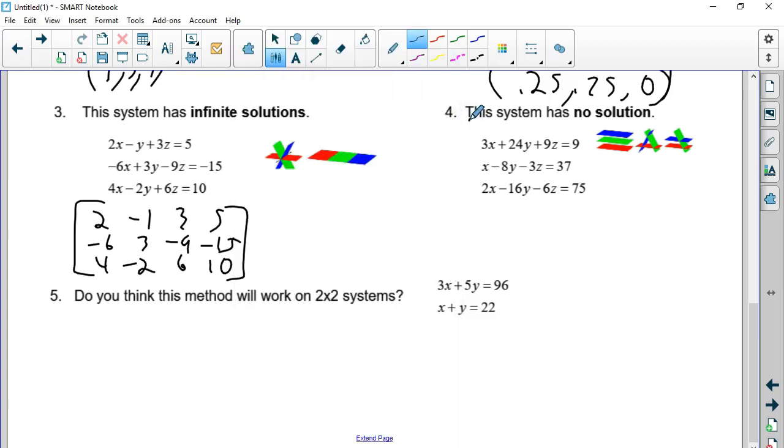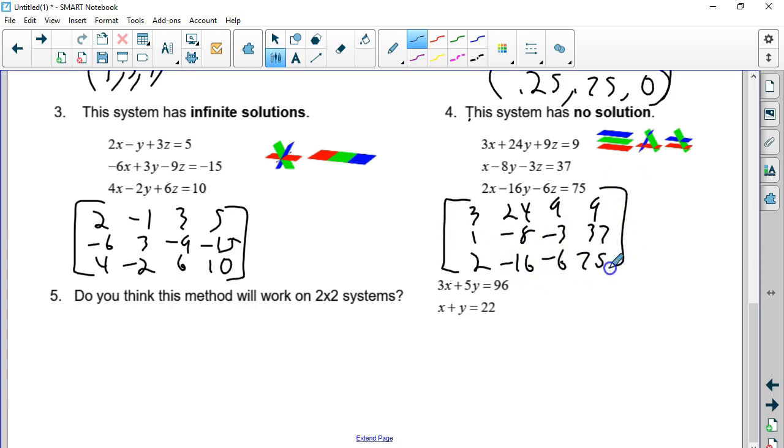Now let's look at 4. This has no solution. Let's see what this looks like. So we have 3, 24, 9, and 9. 1, -8, -3, and 37. And 2, -16, -6, and 75. That's what I'm going to put in my calculator.